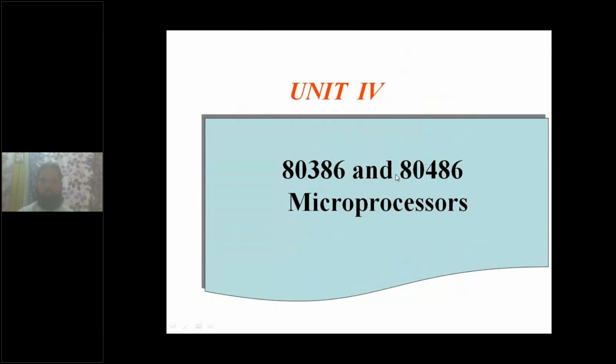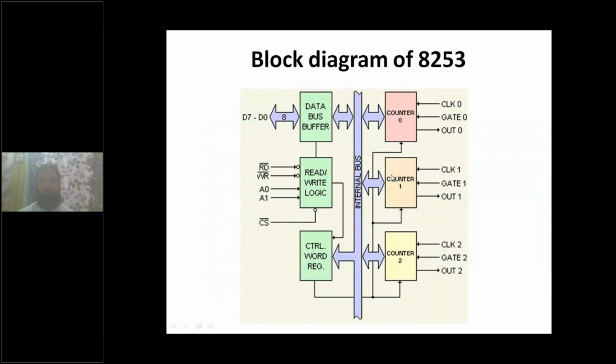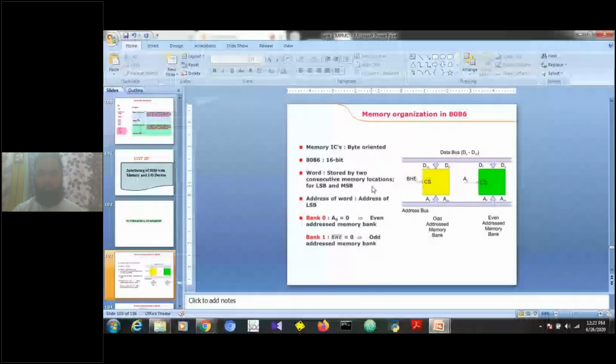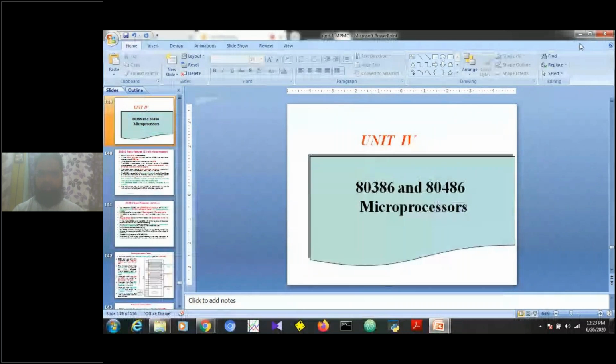So this is all about the interfacing of memory and IO devices with the 8086 processor. Now the time is 12:25. Let us stop the lecture here, and if we have another class, we can conclude the remaining three topics.